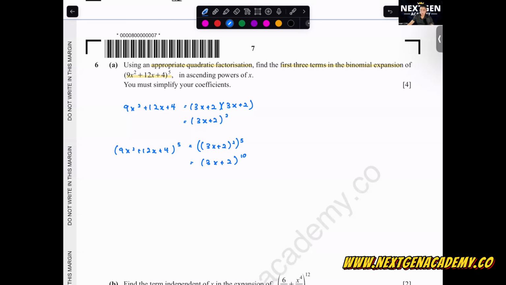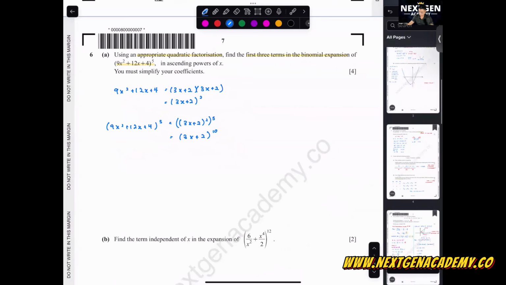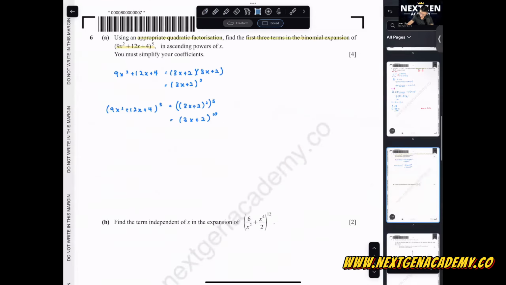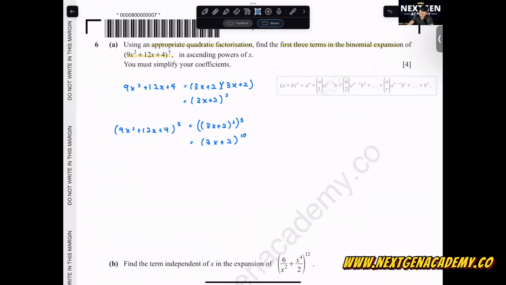And then from here, you only use your binomial expansion. If you're not so sure what the binomial expansion is or you forget the formula, just go to your page 2. Copy down this formula first, put it somewhere, then you can refer to it. Then you put in the values. First 3 terms. So 3x plus 2 to the power of 10, we will get a to the power of n.